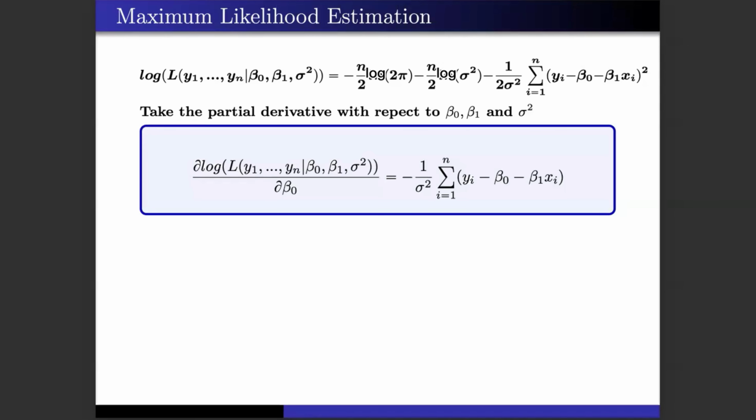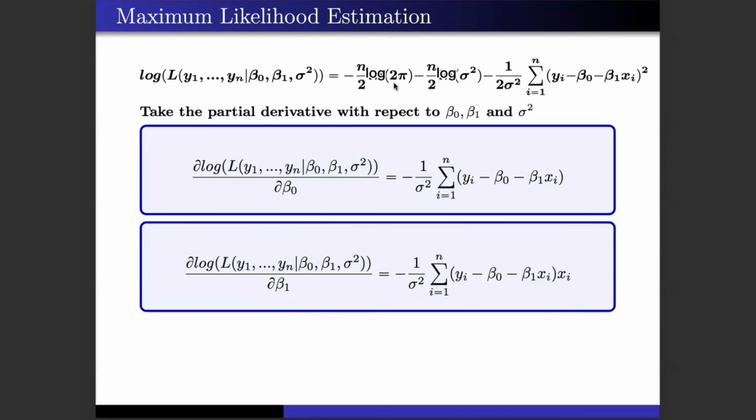When we take the partial derivative with respect to beta naught, the first term does not contain any term of beta naught, and we get 0 when we take the derivative with respect to beta naught. The second term, again, the derivative with respect to beta naught would be 0. And the derivative of the third term with respect to beta naught would give us negative 1 divided by sigma square summation yi minus beta naught minus beta 1 xi.